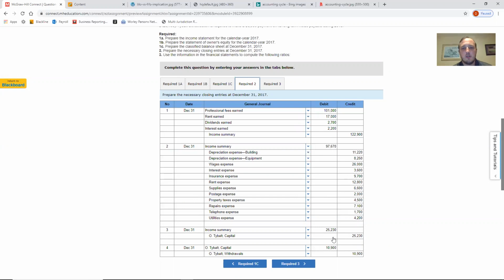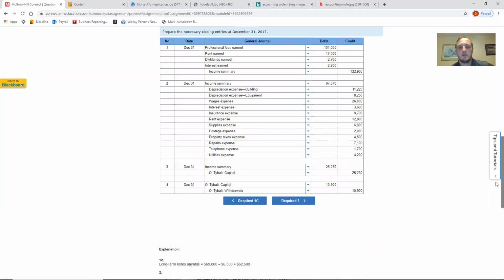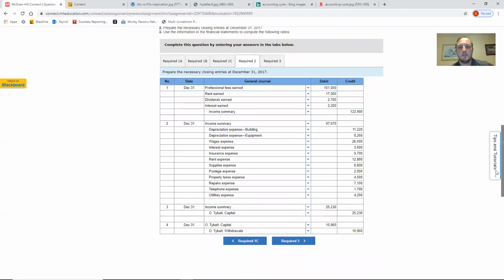And then we're going to close that out into the capital account. Then we're going to zero out the withdrawal account. The withdrawal account's a debit, so we're going to credit it. And then now, we did this right.